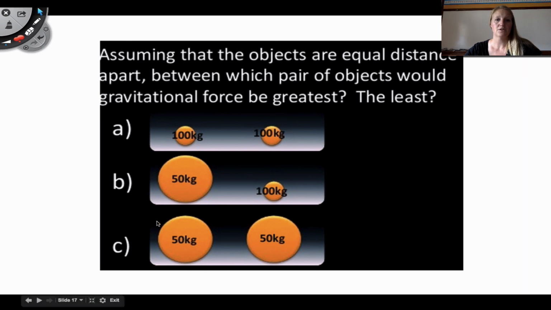So in this example, assume that the two objects are an equal distance apart. Between which pair of objects would the gravitational force be greatest? Between which two would it be the least? Take a moment and think about that. Put that in your notes.